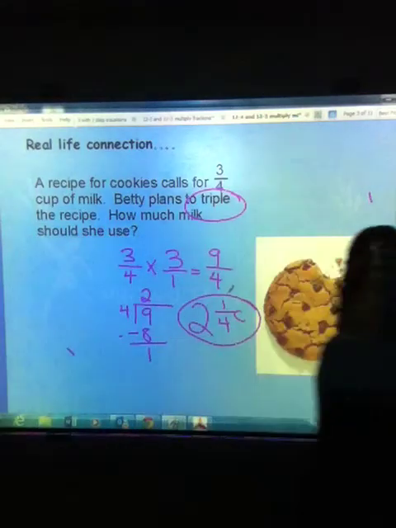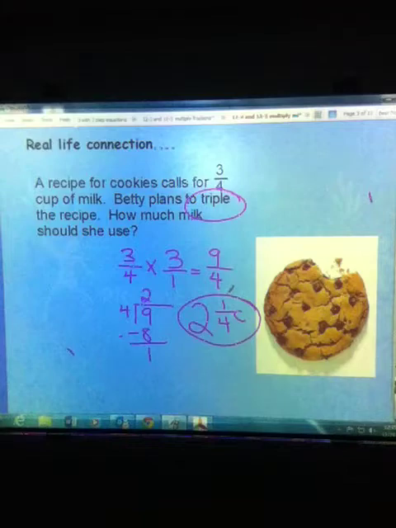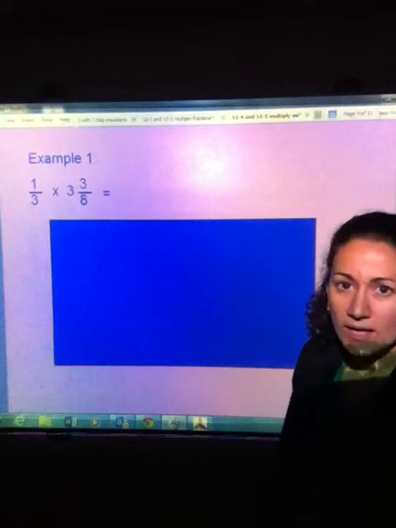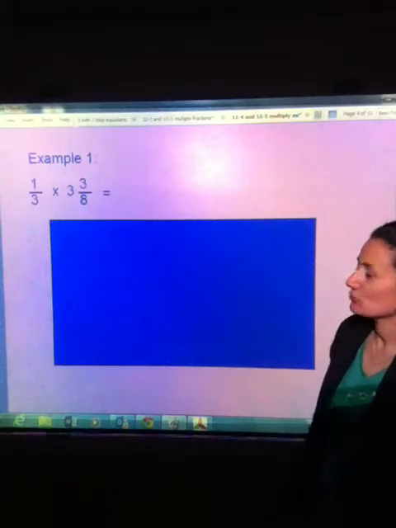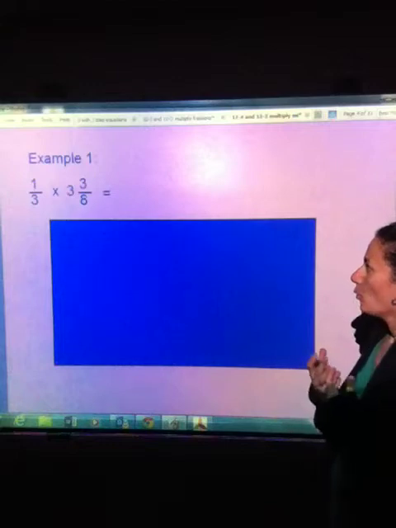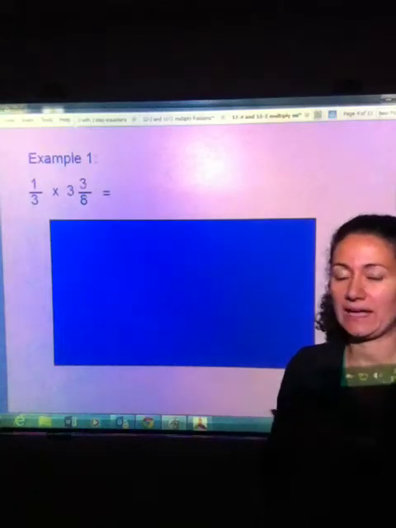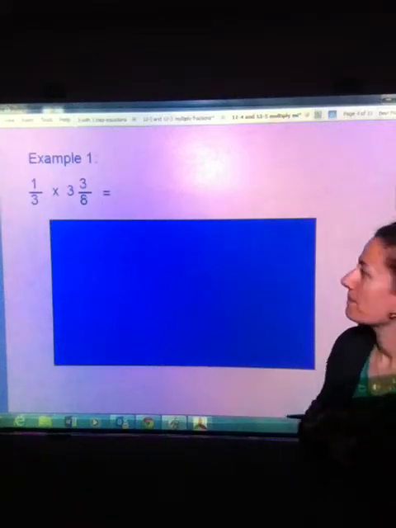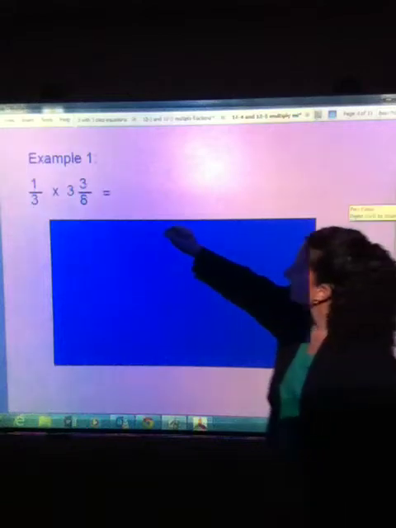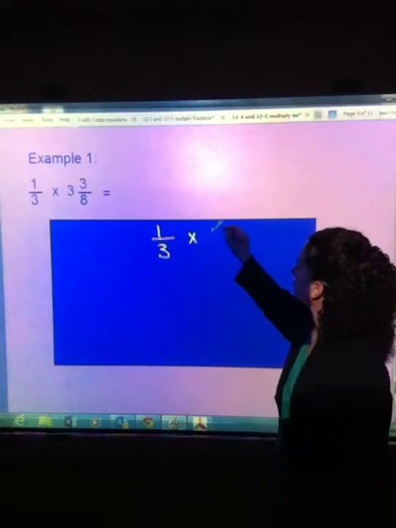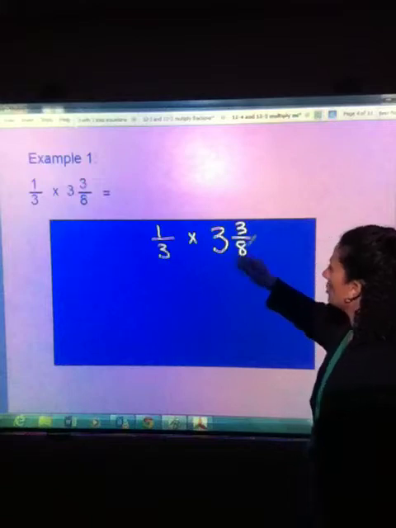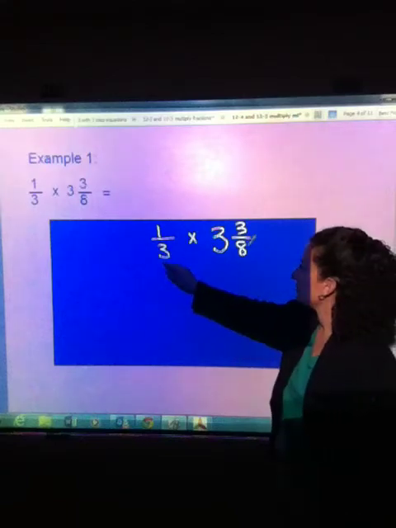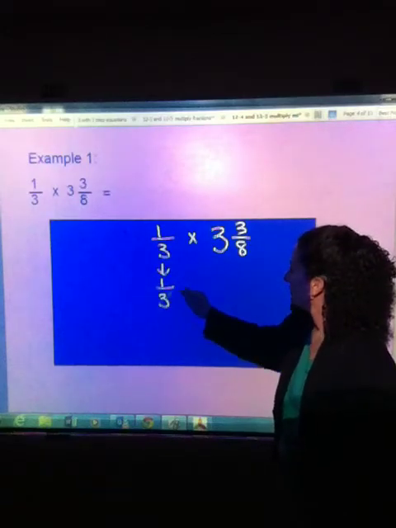Okay, let's look at some more examples of how to multiply mixed numbers. In this example, you see 1/3 times 3 3/8. One of the things you have to do when multiplying mixed numbers is you have to make any mixed numbers improper fractions first. So in this example, I have 1/3 times 3 3/8. 1/3 is already a proper fraction, so we don't need to change this at all. So we're going to keep this 1/3.